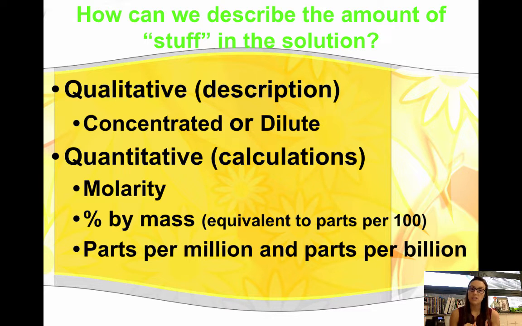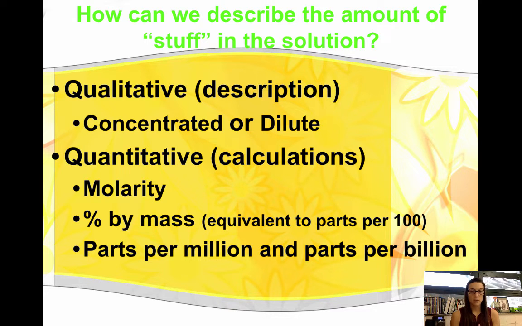We can think about it qualitatively, which is like a description, or we can think about it quantitatively, which looks at calculations. So qualitatively, we can think of a solution as concentrated or dilute. Concentrated means it has a lot of solute in it. Dilute means it doesn't have very much solute. It has a lot of water. You can think about it as watered down.